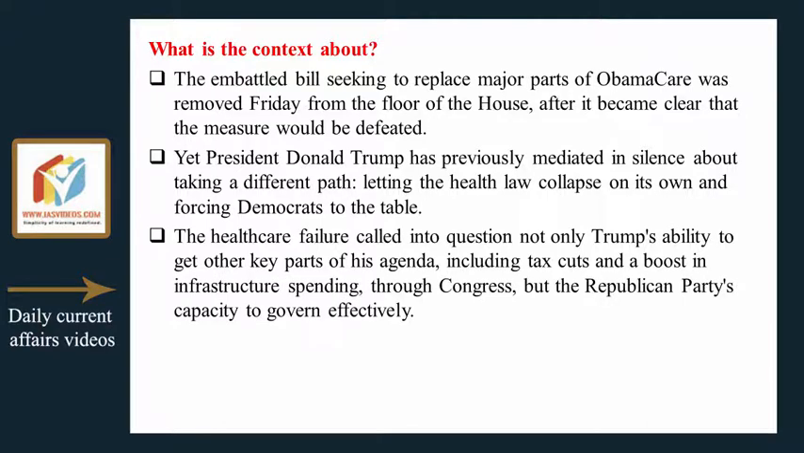The healthcare failure called into question not only Trump's ability to get other key parts of his agenda, including tax cuts and a boost in infrastructure spending, through Congress, but the Republican Party's capacity to govern effectively.